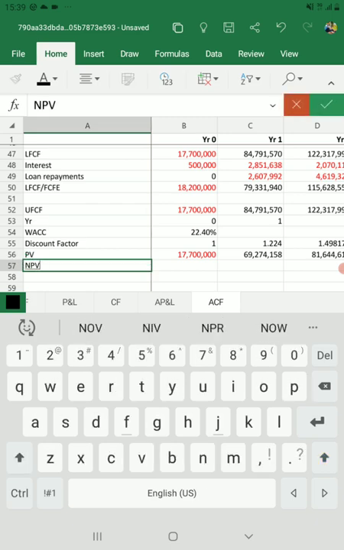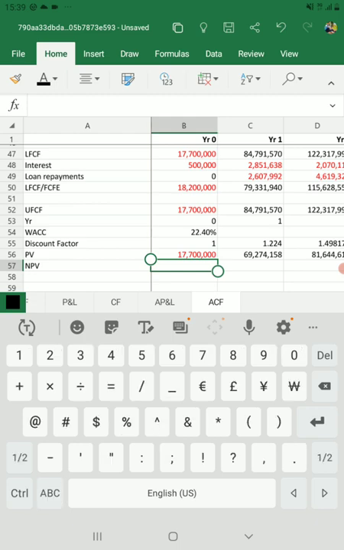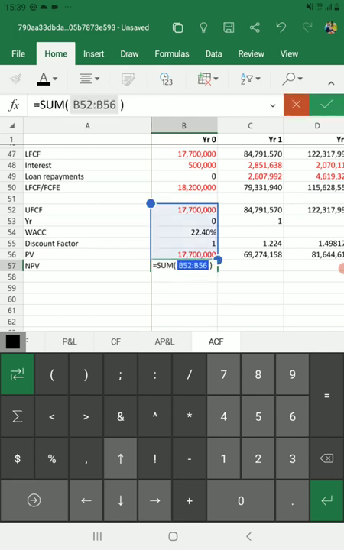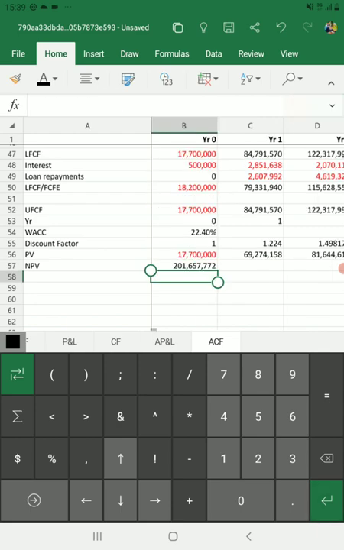Now, net present value, NPV, is simply the sum of our projected present value of future cash flows and, of course, the current cash outlay indicated in year zero. So we just use the sum. Let me use this sum here, and I sum these PVs up to the end here, press enter. So I have my NPV figure here, net present value.